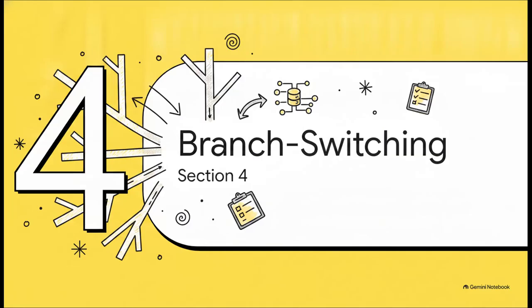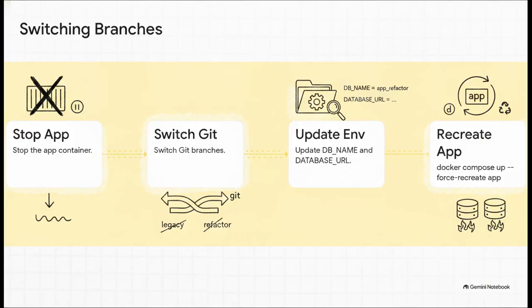All right, here we go. Section 4, the branch switching routine. This is the big one. This is the absolute core focus of our explainer today. This is the specific, deliberate checklist required every single time you change branches. Think of it as your pilot's pre-flight checklist, okay? Do not skip these steps.